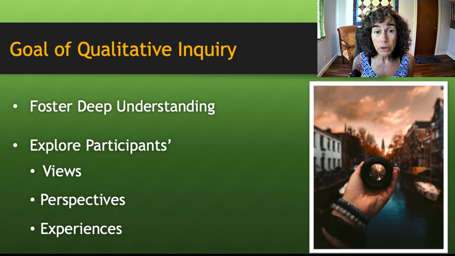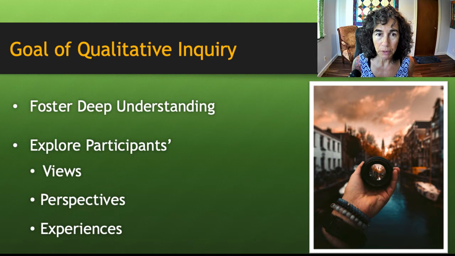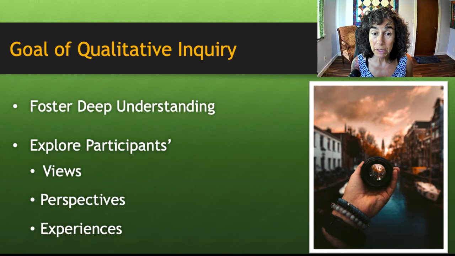There's some goals of qualitative inquiry. The first one is to foster deeper understanding. So, what that basically means is we might have an idea about the beliefs that a person has in the world, and we really want to dig in and check it out and see, is that really what's going on? What else might be going on for that person? Also, we're exploring participants' views, perspectives, and experiences. So contrast that with quantitative inquiry, where we are looking at behaviors, right, and abilities.